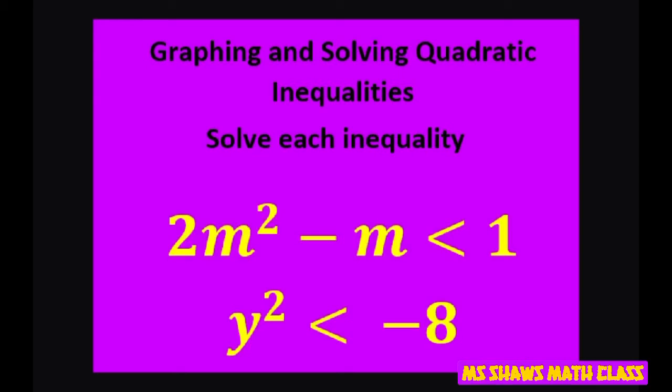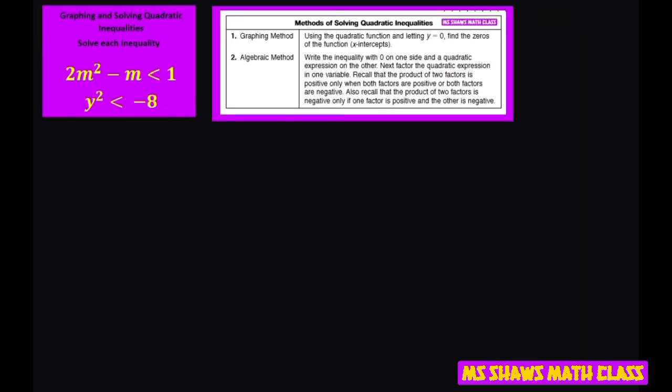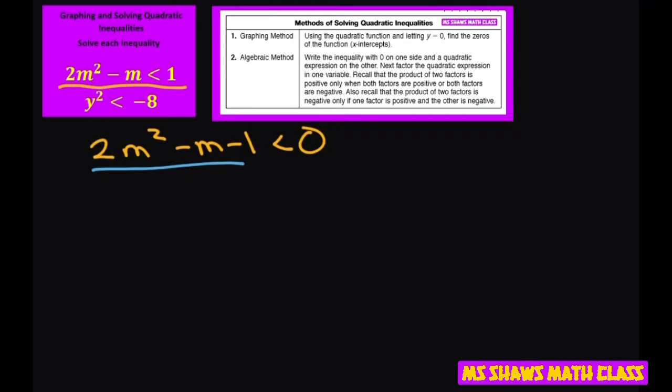Hey everyone, we're going to solve both of these inequalities, and we're going to do this algebraically. So basically, to do it algebraically, first thing I'm going to do is rewrite this and subtract 1 from both sides. So basically this here has to be negative. When it says less than 0, that means negative.